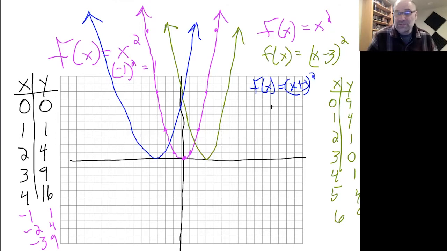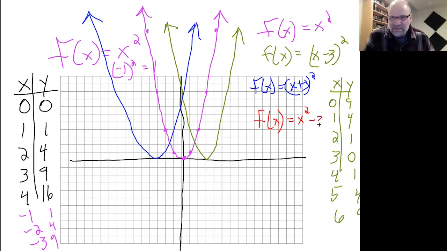All right, so do you see what's happening? This is called a horizontal shift. Now, there's another kind of shift. It's a vertical shift. A vertical shift happens after the x is squared. So if I did x squared minus 3 here, see how I'm not subtracting 3 before I square it? Then this guy ends up being down here.